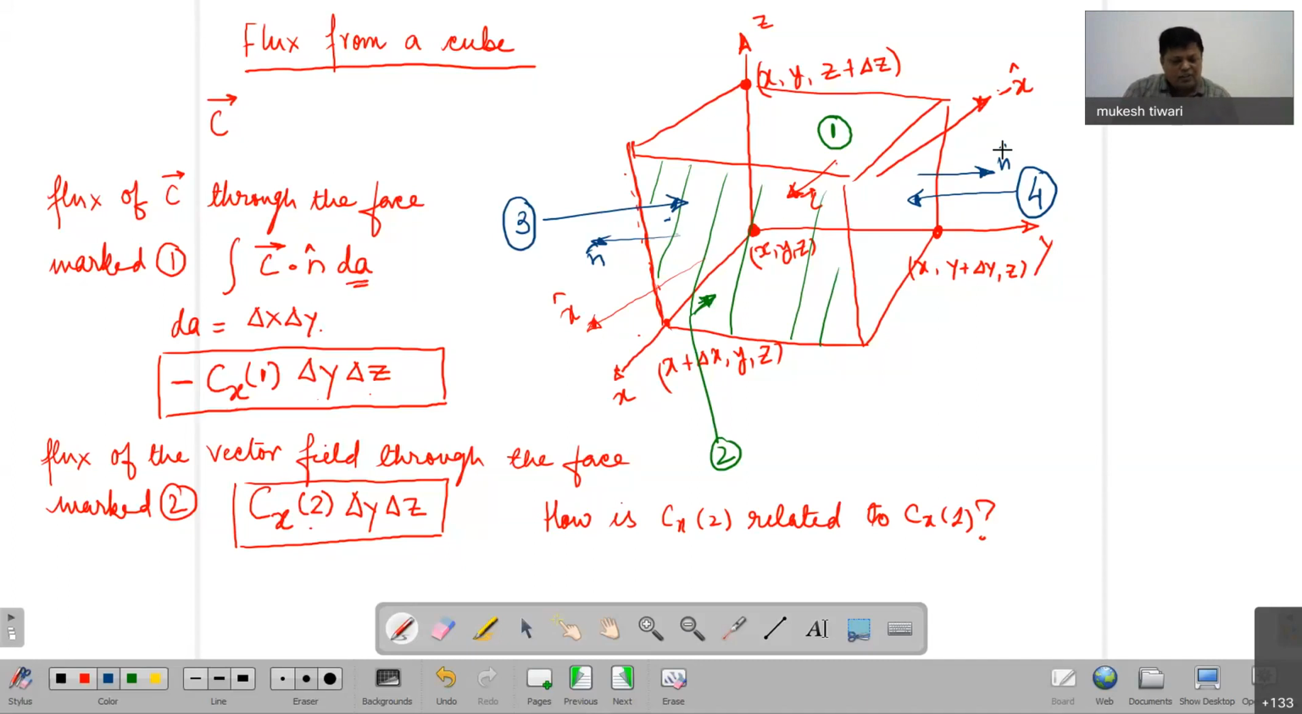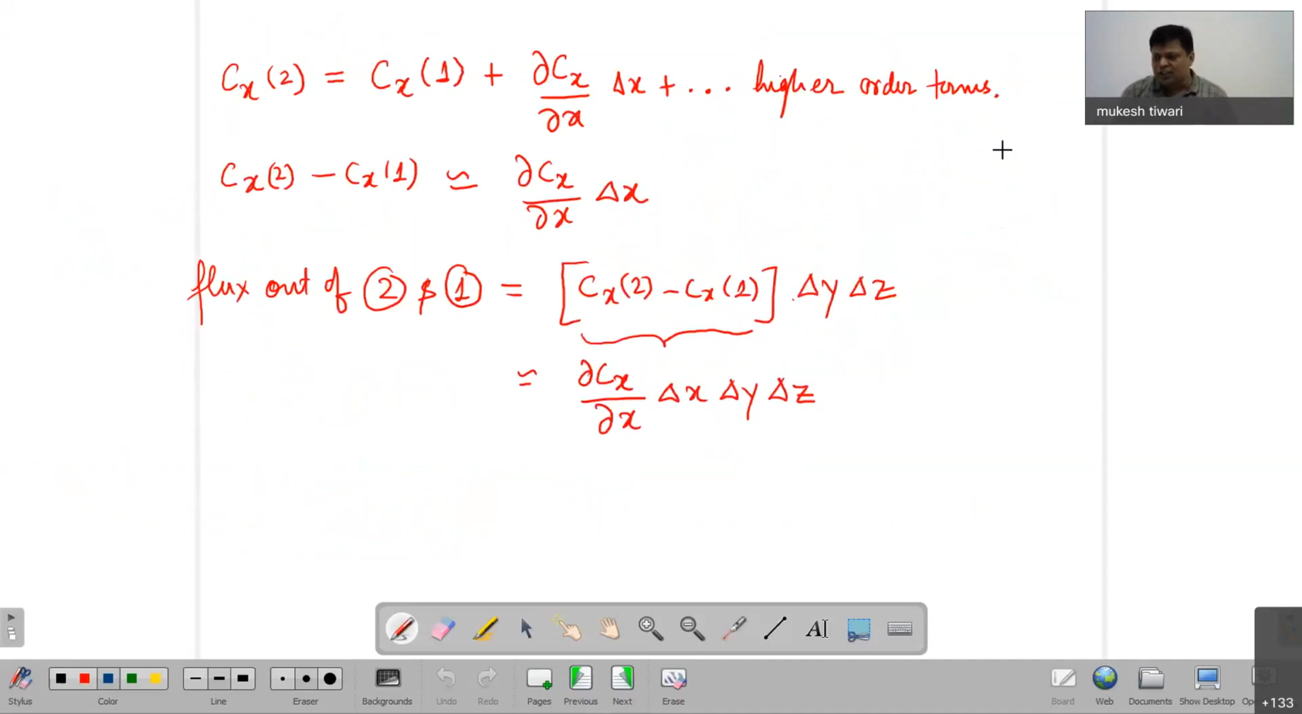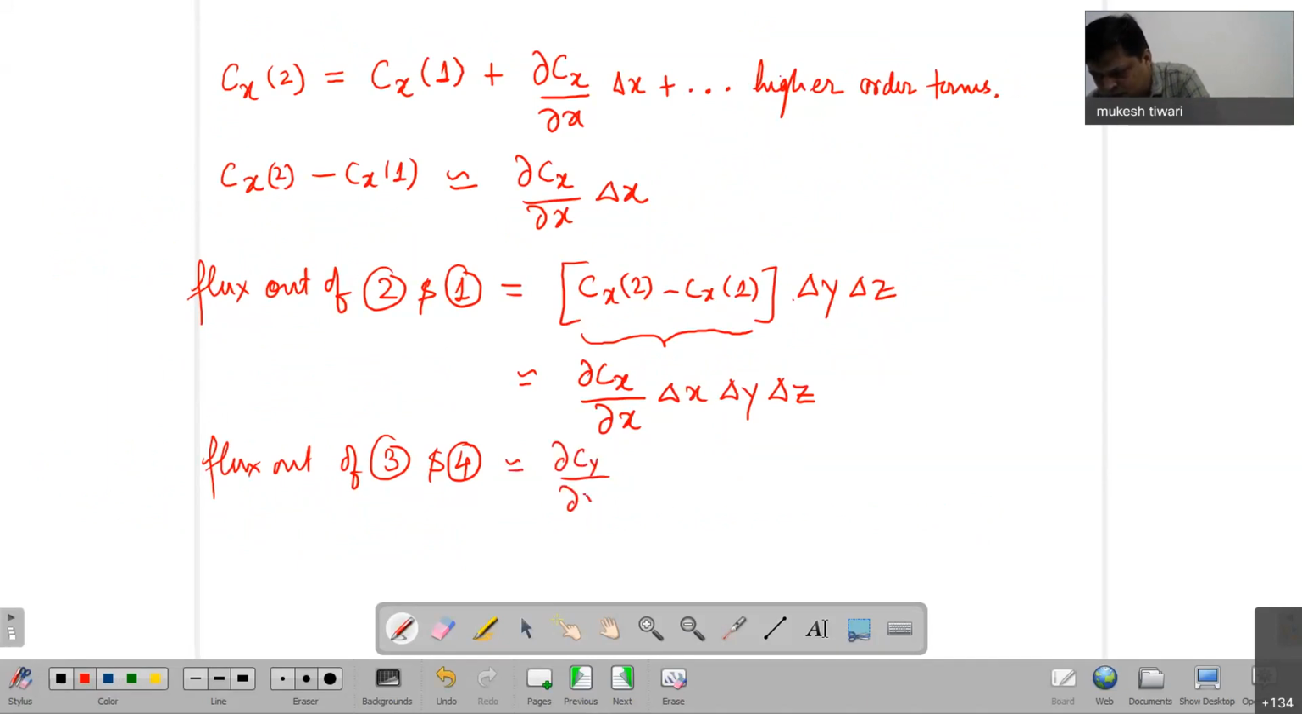So I'll let you convince yourself about it, but what you can show is that flux out of 3 and 4, you can write it as now. Similarly, I hope that this is clear. It's just that I don't want to bore you by writing all the same steps again, but it's the exact same thing with the exact same assumptions that we made in the previous case when we calculated the flux out of the phase 2 and 1. Nothing has changed.